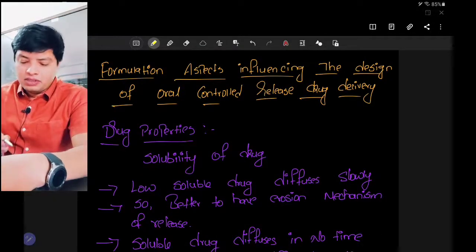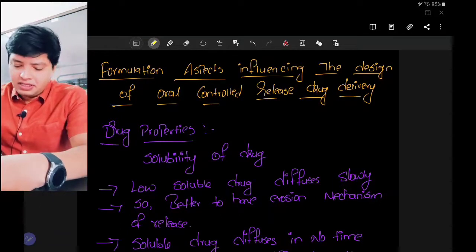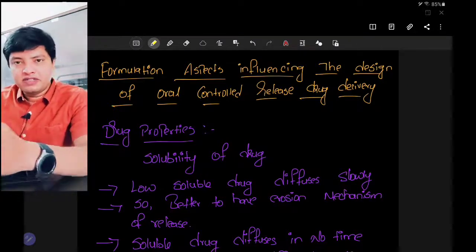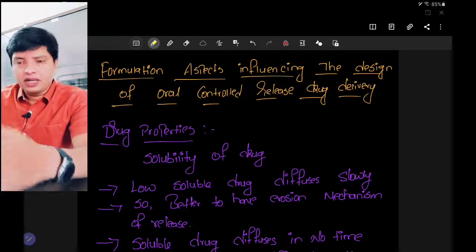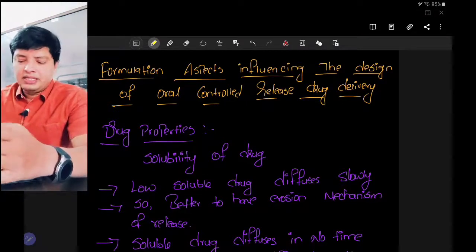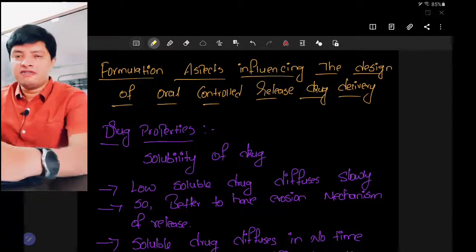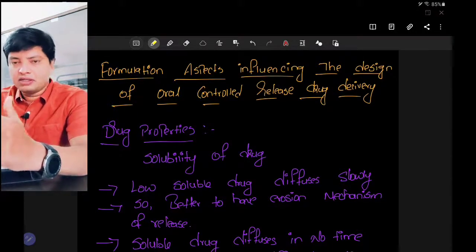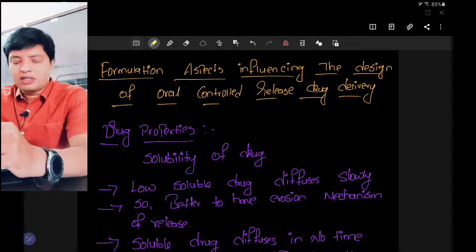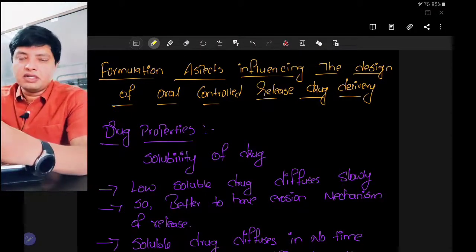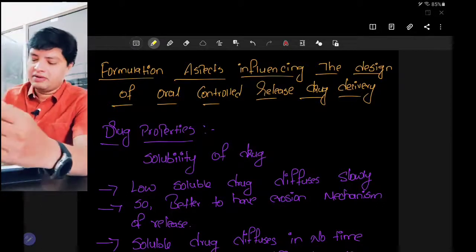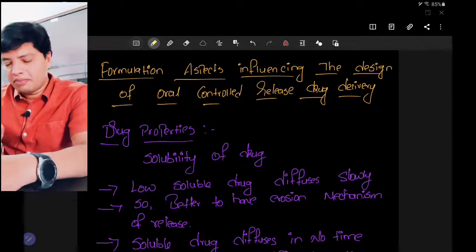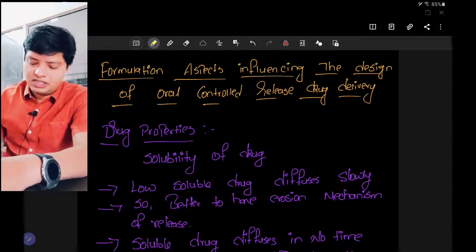Hi, today we are going to learn about formulation aspects influencing the design of oral controlled release drug delivery. This is part of a series of lectures I have started on novel drug delivery systems. Previously we saw the factors influencing the design of controlled and extended release dosage forms. Today we will learn the formulation aspects which influence the design of controlled release drug delivery systems, particularly oral ones.